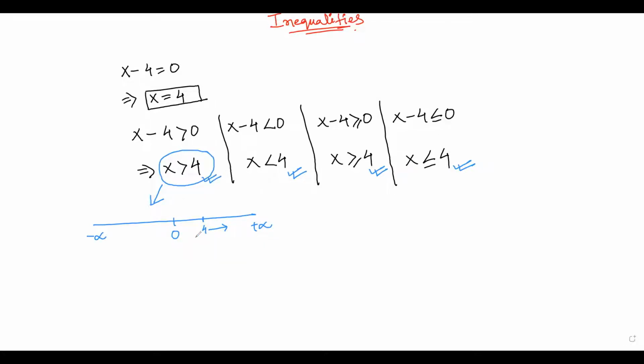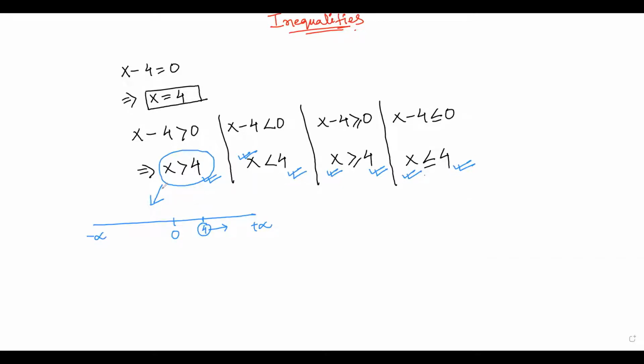In a similar way, any value which is less than 4 would be satisfying this inequality. And for x greater than equal to 4, any value to the right side of 4, including 4, would be satisfying this inequality. And for x less than equal to 4, any value to the left side of 4, including the value 4, would be satisfying this inequality.